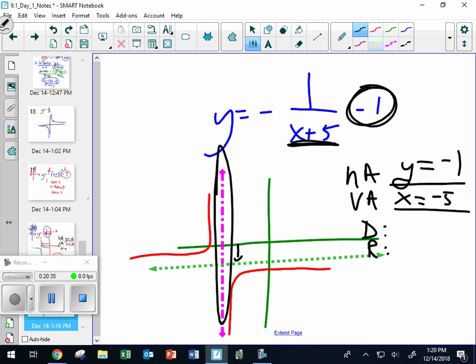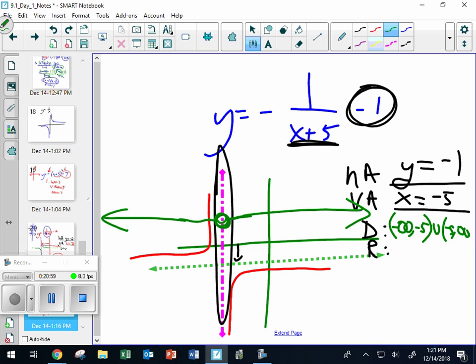Domain is the X, and I like to think of it as from this way to this way. Well, it goes forever in both directions, except it can't be one thing. This is my electric fence that I can't get over right there, and that was at -5. So I'd say it goes from -infinity to -5. And then it starts working again right at -5 and goes to infinity. Do you remember that? All right.